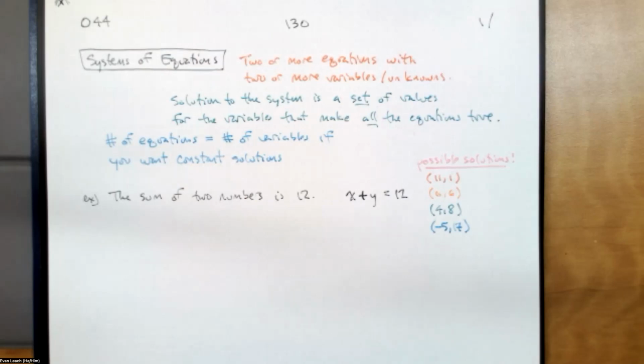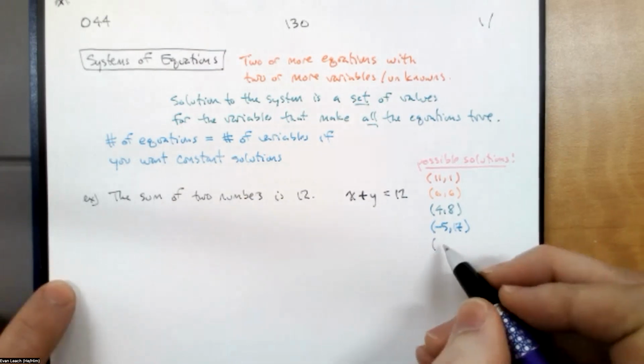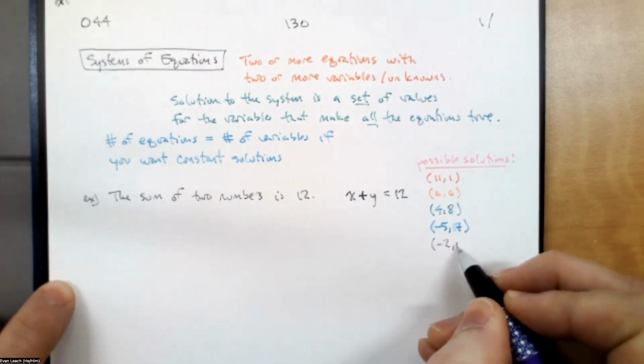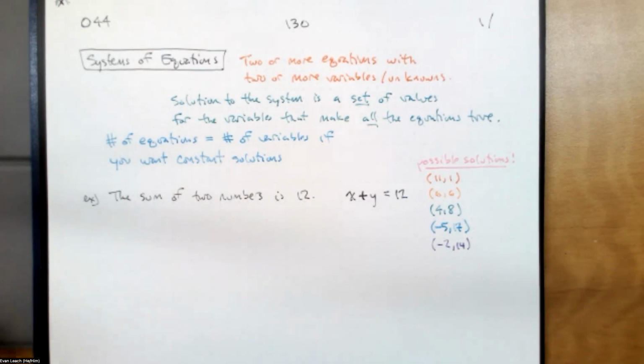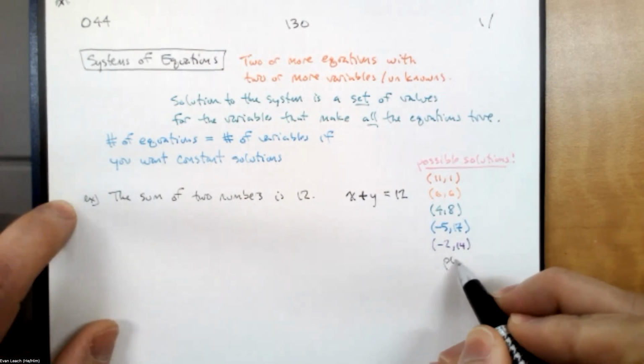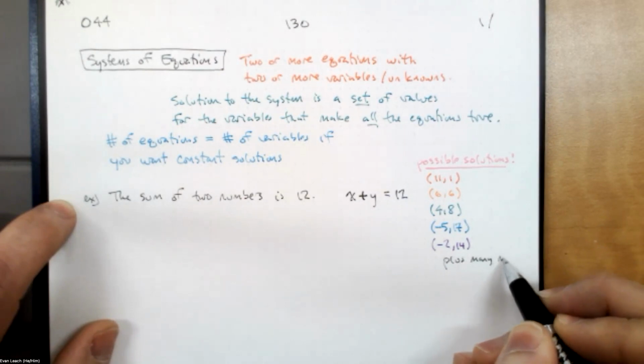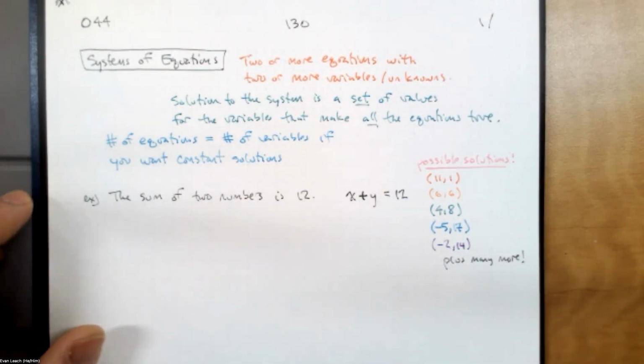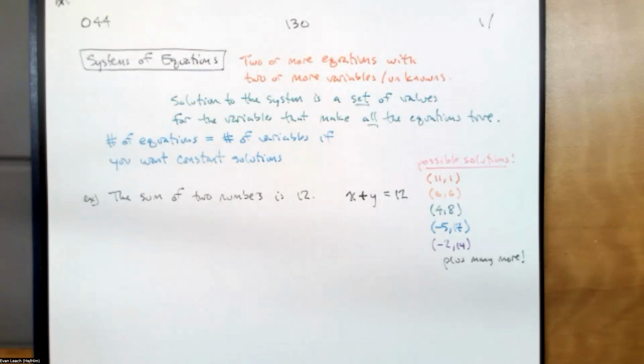The purple pen is feeling left out. I need one more. What's another one? Negative 2 and 14. We have infinitely many solutions. If we draw a picture of what's going on here, we can draw a line.